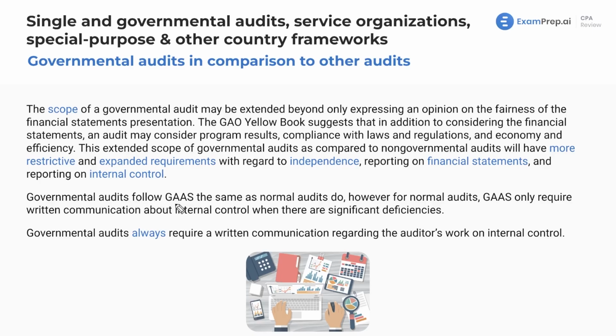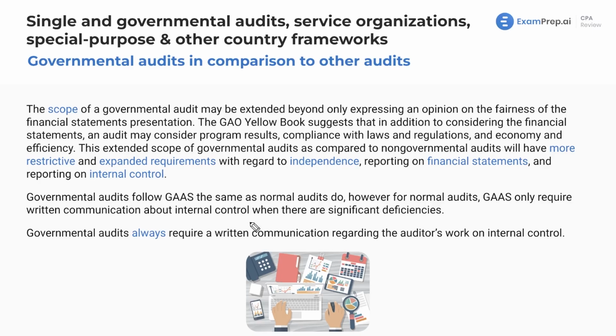Governmental audits follow GAAS, generally accepted auditing standards, the same as normal audits do. However, for normal audits, GAAS only requires written communication about internal control when there are significant deficiencies. In this case, governmentals, as we mentioned, you're just going to report everything. If there's a problem, you're going to report it. General rule, if there's a problem, just report it.